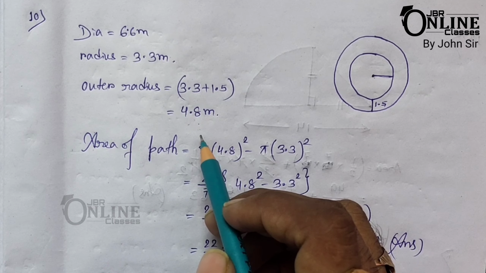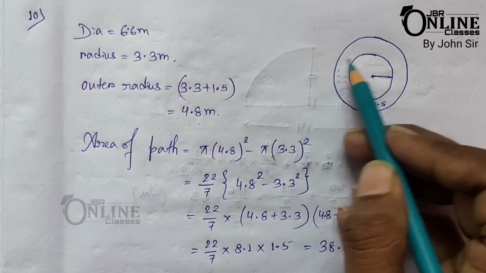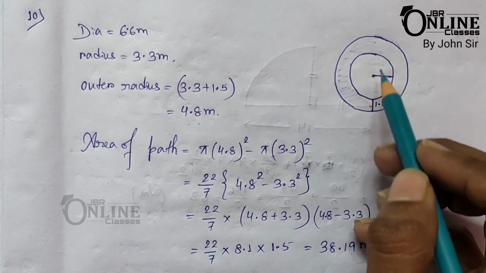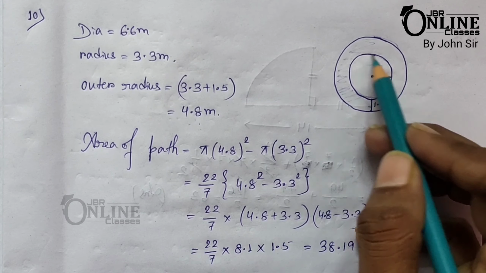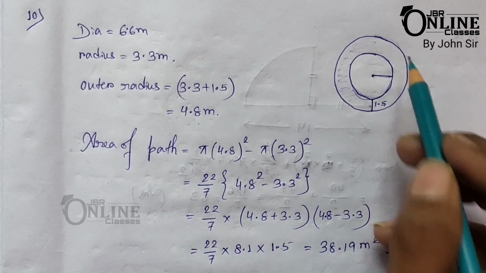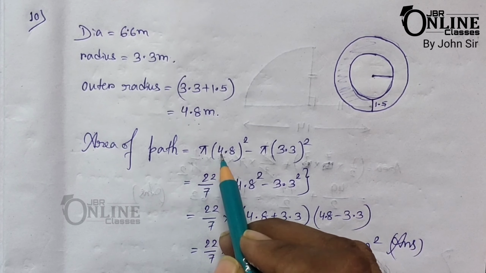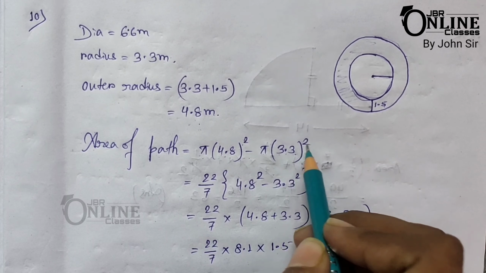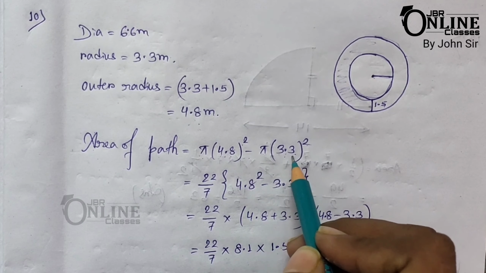Now what is the area of the path? Now to find out the area of the path, that means this portion, you have to first find out the outer area and then find out the inner area. Then you have to subtract the inner area, that means this one, from the outer one. So here the area of the path is equal to pi into 4.8 square minus pi into 3.3 square, as the outer radius is equal to 4.8 and the inner radius is equal to 3.3.